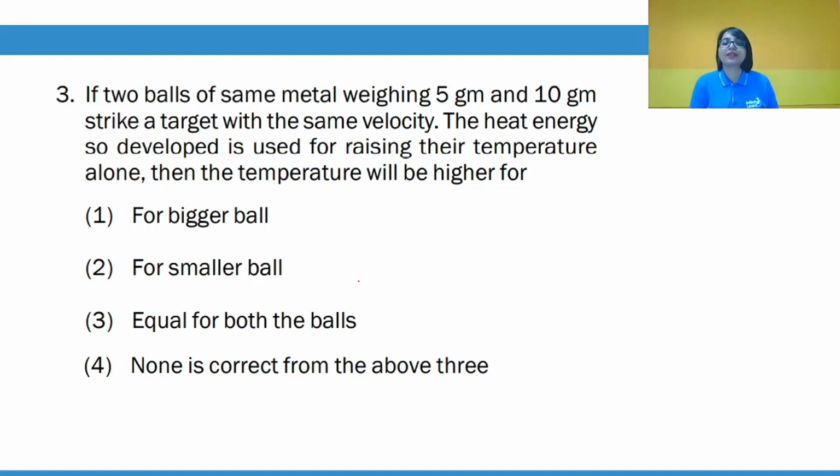Next is, if two balls of the same metal weighing 5 gram and 10 gram strike a target with the same velocity, the heat energy so developed is used for raising their temperature alone, then the temperature will be higher for. So, in this case, we know that this half mv square will be converted into m s delta theta. M will cancel this m. So, delta theta, that is the change in temperature, will be v square upon 2s. Now, this change in temperature is independent of the mass. It depends on velocity and s. So we have same metal, so s will be same and velocity is also same. So delta theta, that is the rise in temperature, will be equal for both the balls. So correct answer is option 3.